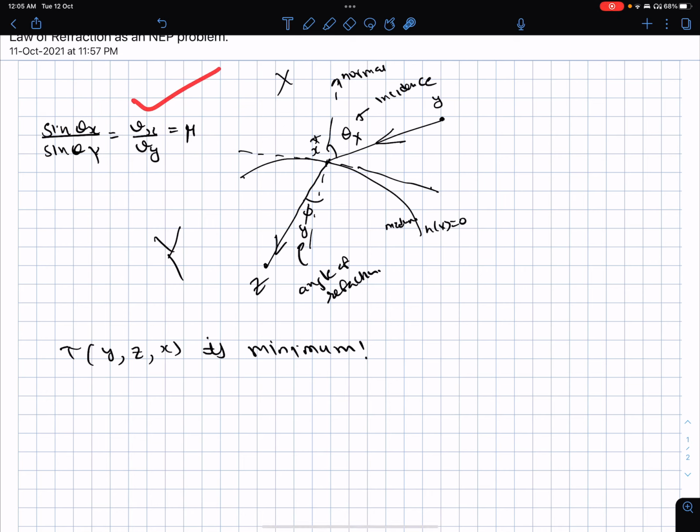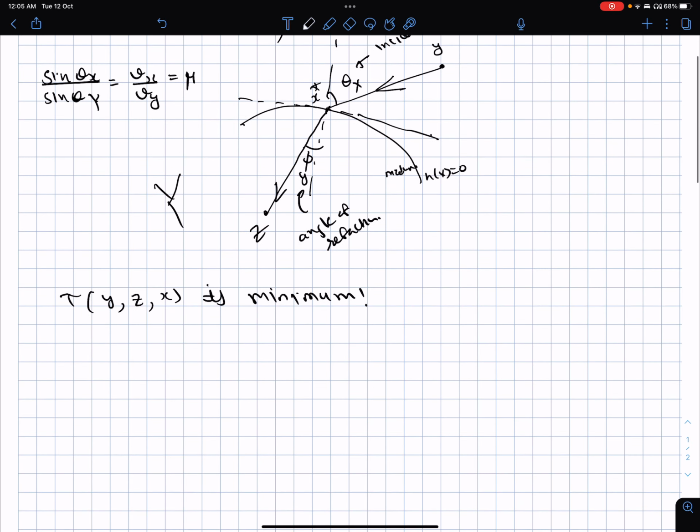So this can be shown as a consequence of this law, that the travel time from y to z should be minimum. If this is the case, first of all, what should be the objective? The objective is to minimize the travel time from y to z through x. How will you calculate this travel time? So first of all, write what is the travel time.